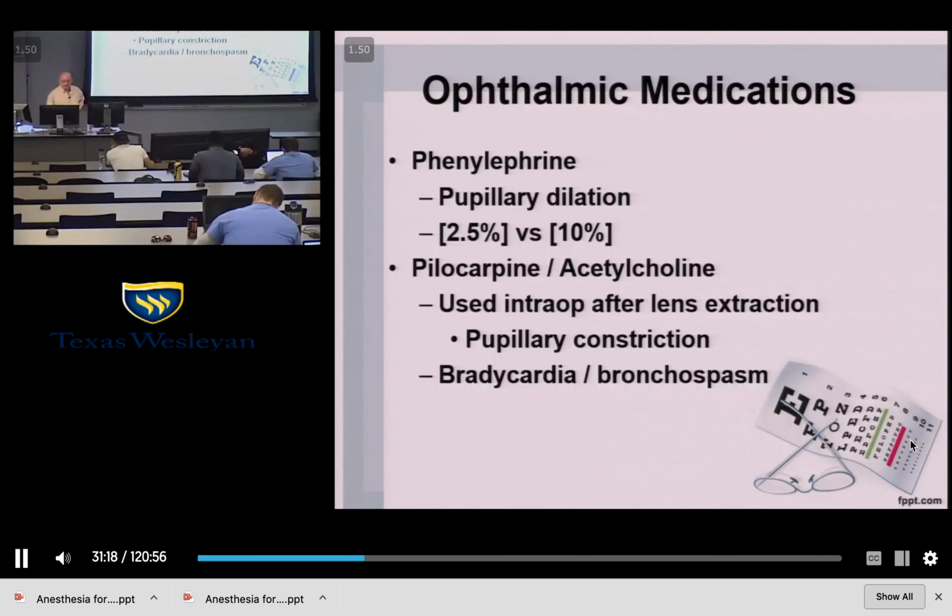There is also pilocarpine and acetylcholine drops as well. These are used intraoperatively after lens extraction to cause pupillary constriction. The drawback to these is that they can cause bradycardia or bronchospasm.